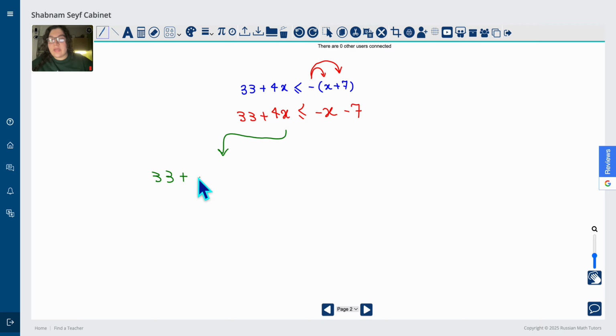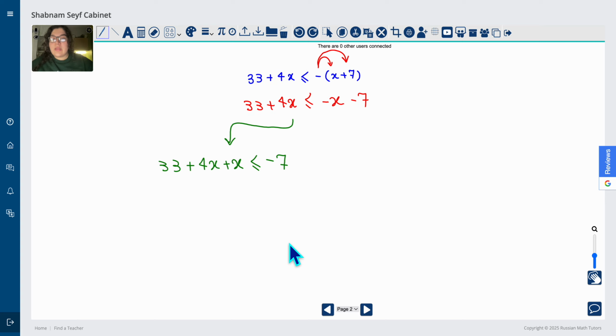I have a 4x here. Now I'm going to add the positive x to both sides, or I'm going to move it to the left side, which is going to give us a positive x on the left and negative 7 on the right. Let's simplify. 33 plus 4x plus x gives us 5x is less than or equal to negative 7.